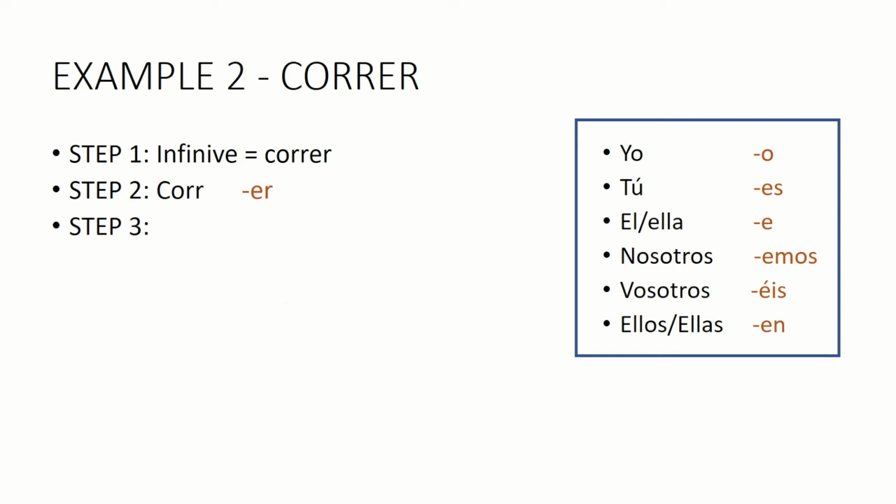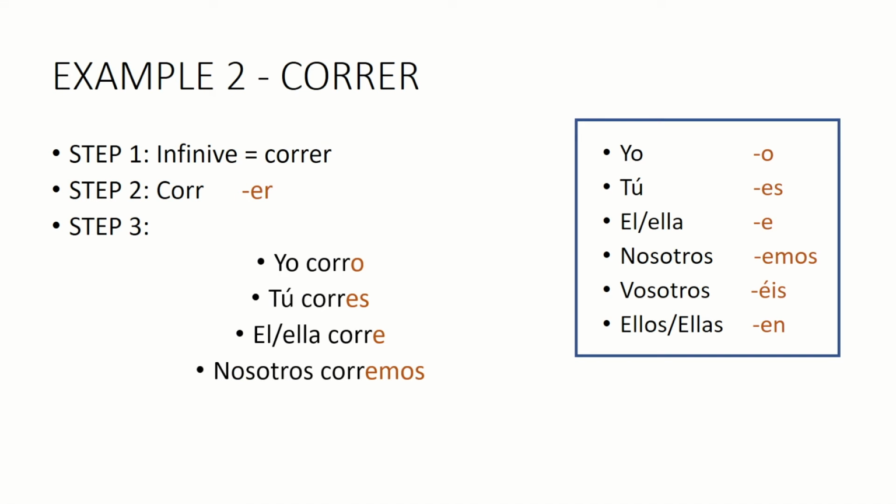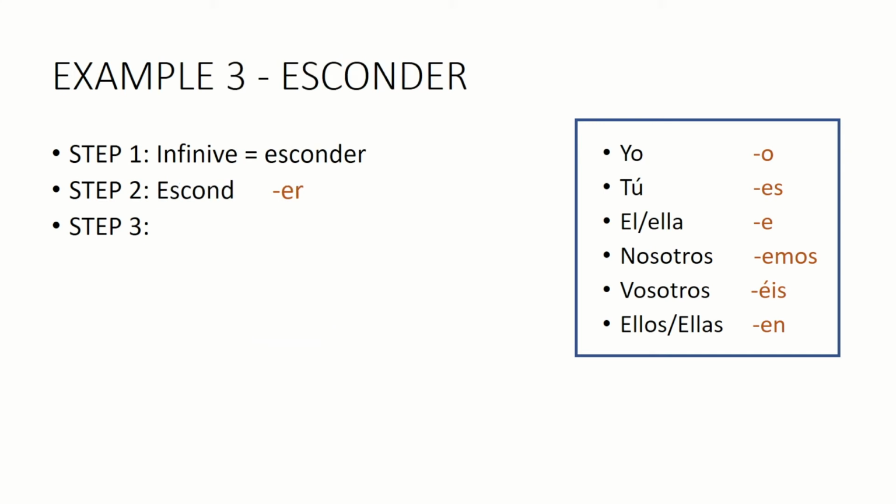So let's solve that. Yo corro, tú corres, él, ella corre, nosotros corremos, vosotros corréis, ellos corren. Example number 3 would be esconder, to hide.